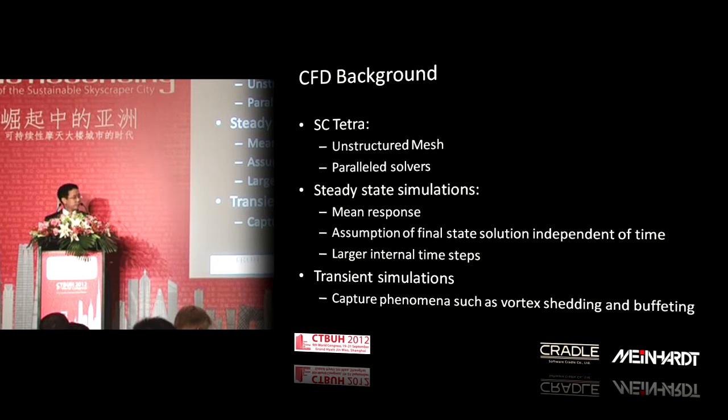So we'll go through two things we did. The first thing we did was look at some steady state simulations, which means it's a mean response. So that's good for the drag load, but of course that's not so great for the crosswind load. So with the mean response, the final state is independent of time. That allows us to take large time steps. Actually, it allowed us to do full 3D models. So once we were happy with that, we calibrated it. We looked at some transient simulations where we could capture transient phenomena such as vortex shedding or buffeting.